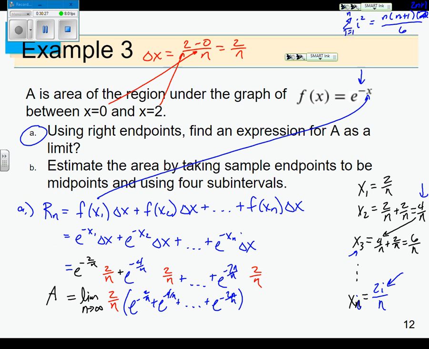One last step, I can actually shorten this just a little bit into my notation. Got the limit as n approaches infinity. I've got the 2 over n hanging out in front. And then I'm just taking the sum as i goes from 1 to n of e to the negative 2i over n. Just this guy right here. And so that is a long way of getting around to what that actually wanted.